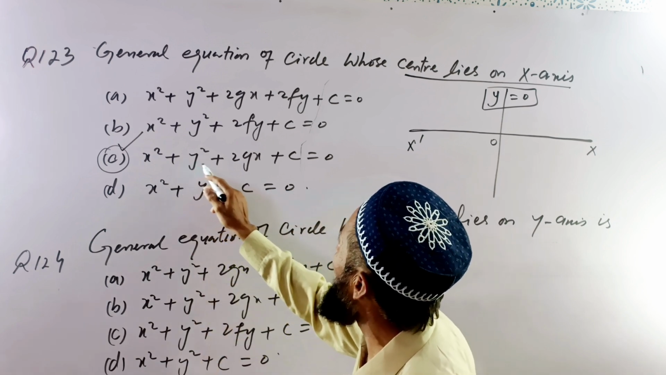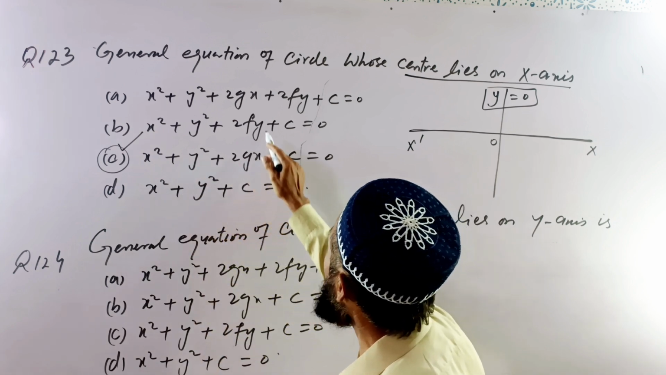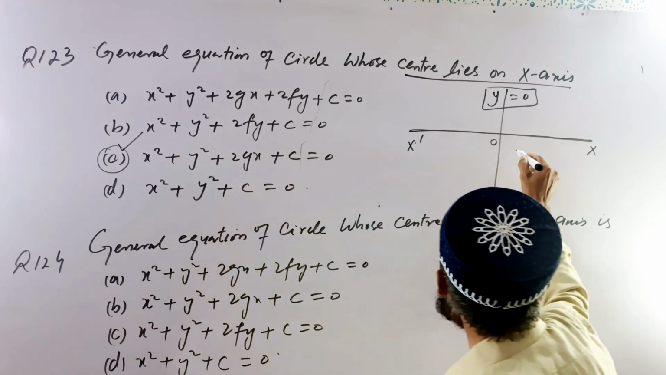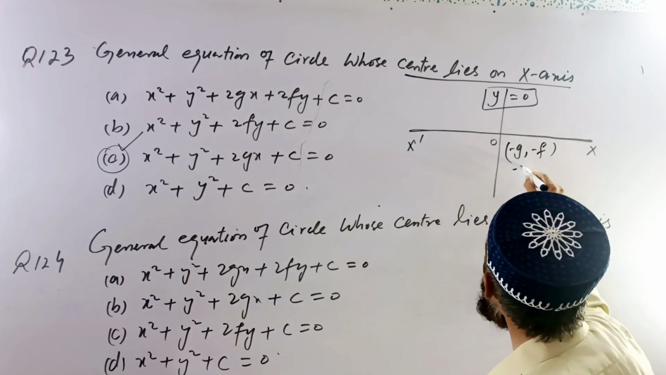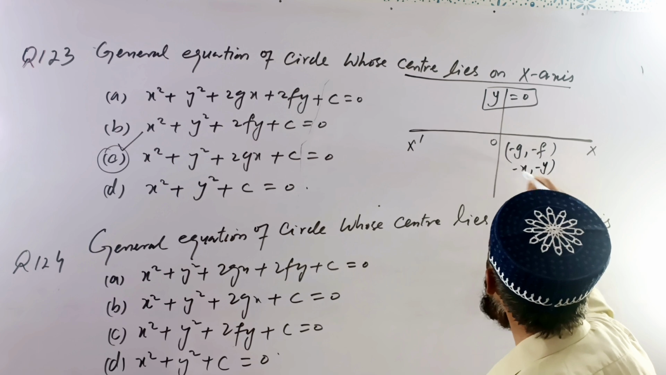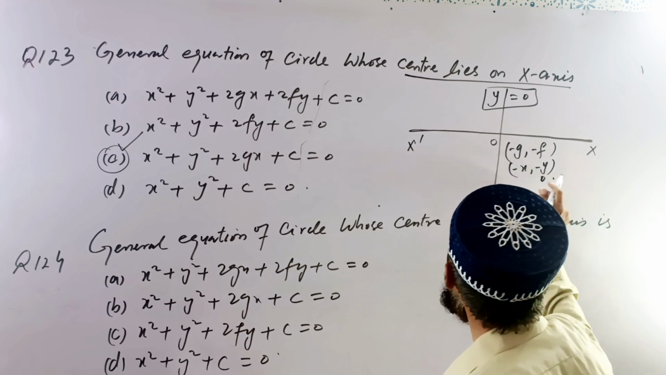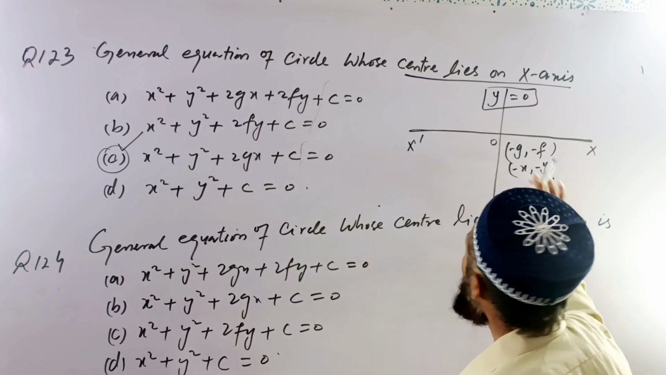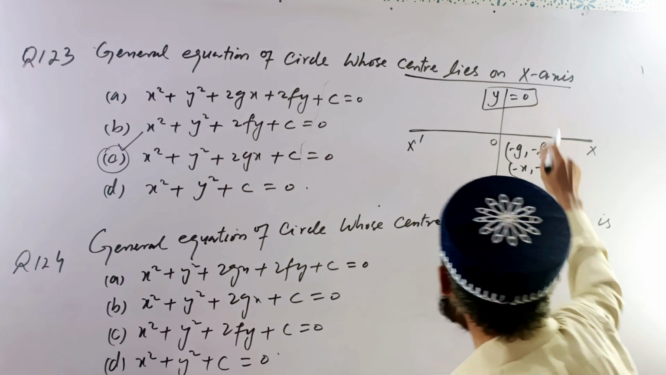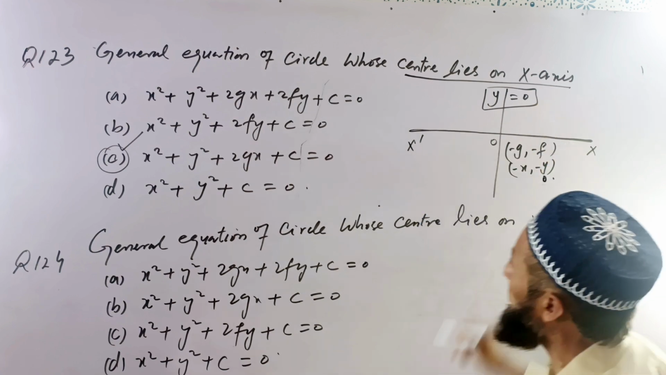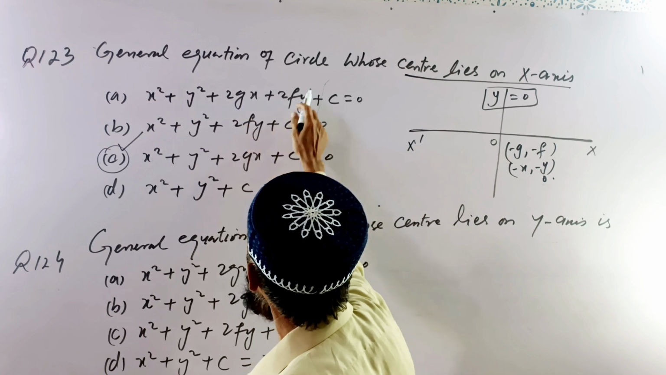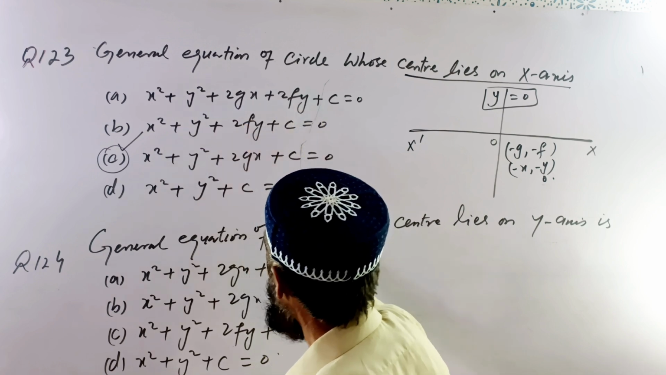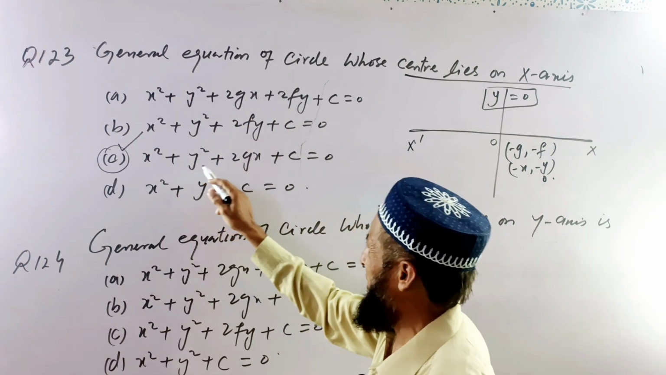X square plus y square plus 2gx. We know that the center is minus g and minus f. When the center lies on the x-axis, we put y is equal to 0, so in the place of 2fy we put 0. So option C is the correct option.